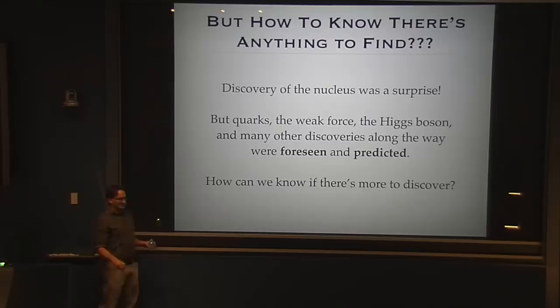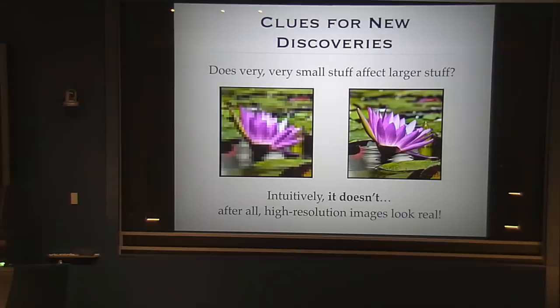In some cases, like with the weak force and the W and Z bosons, they were predicted well ahead of time, in a certain sense. Well before there were any experiments that were just on the cusp of discovery. So how can you do that? Well, the question you want to ask if you're following this reductionist program is, does really, really small stuff actually affect larger stuff?